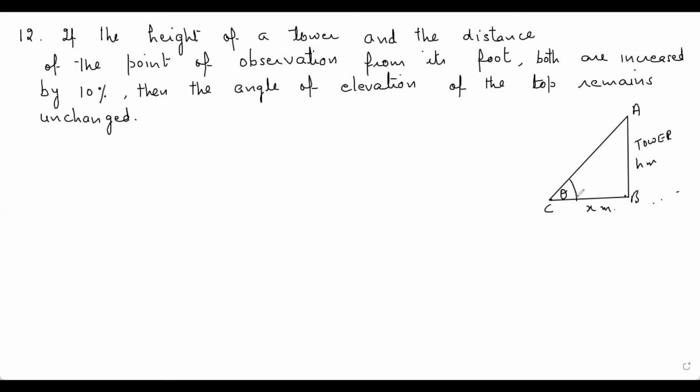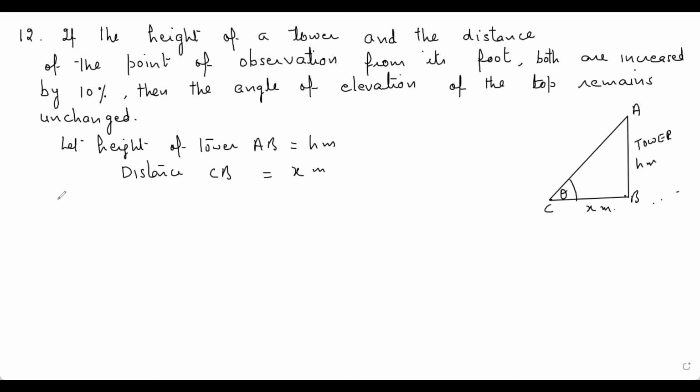So let this angle be theta. So let the height of tower AB be h meter. And distance CB is equal to x meter. Now the question says, if the height of a tower and the distance of a point of observation from its foot both are increased by 10%. So let me increase the height of the tower AB by 10%.